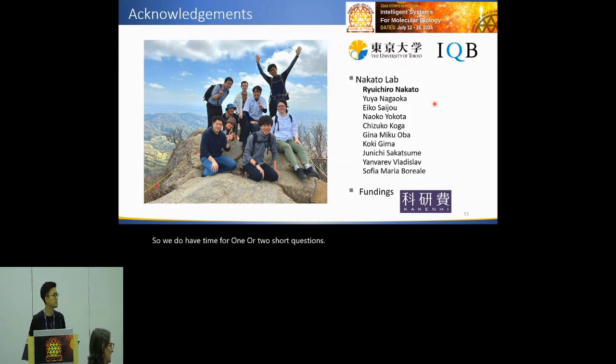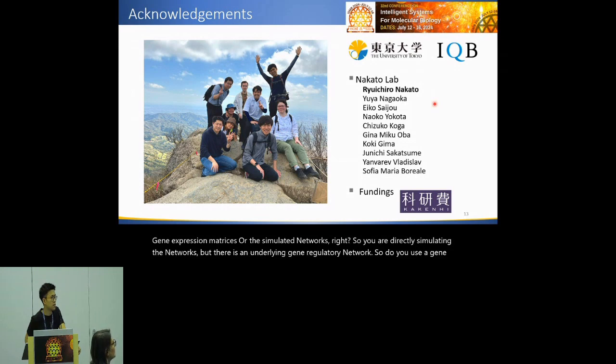So how were the simulation studies conducted? What is the generator model for the simulated gene expression matrices, or the simulated networks, right? So you are directly simulating the networks, but there is an underlying gene regulatory network. So do you use a gene regulatory network and simulate gene expression based on it to construct a co-expression network, or is the co-expression network simulated directly?